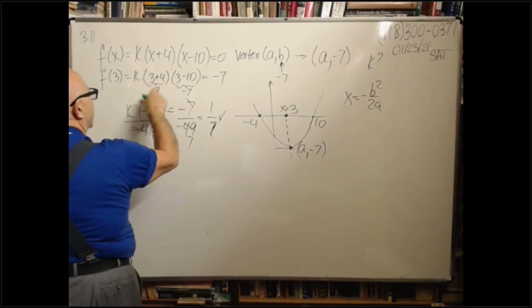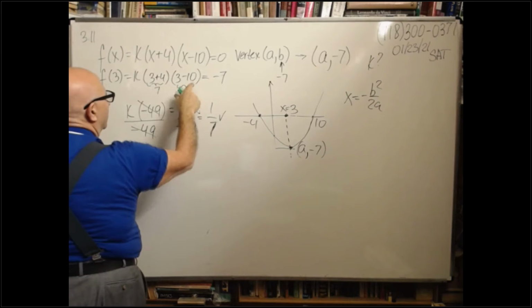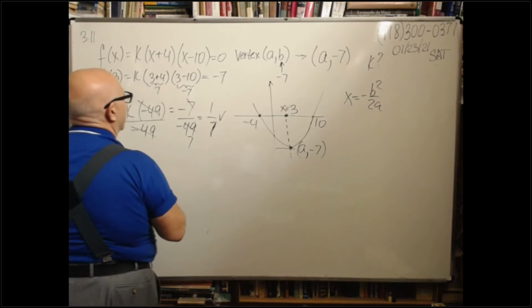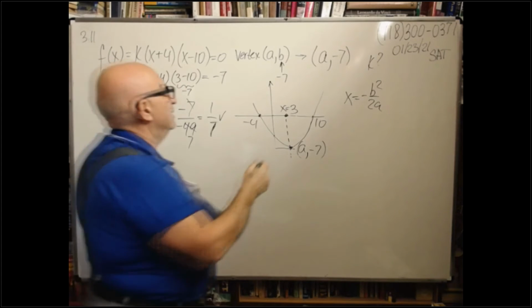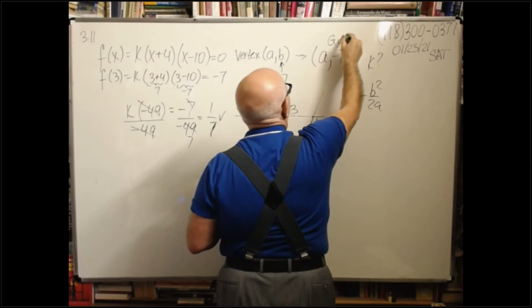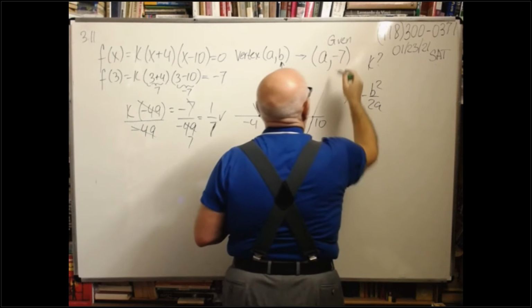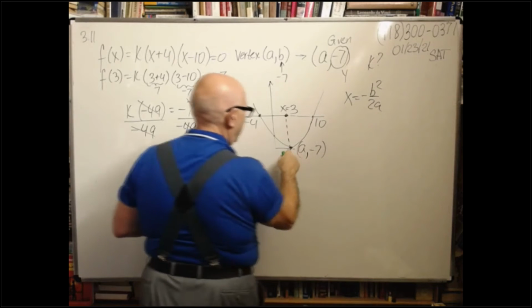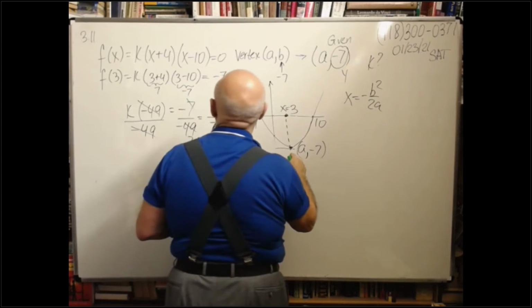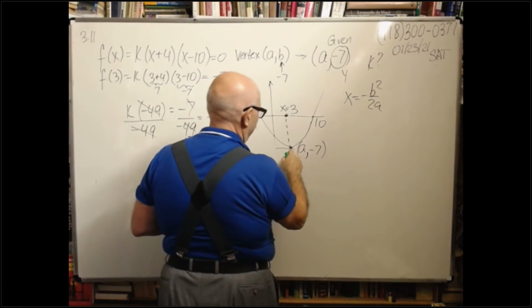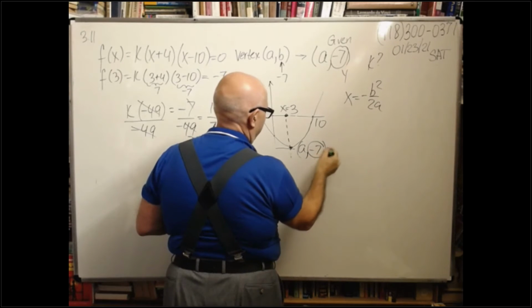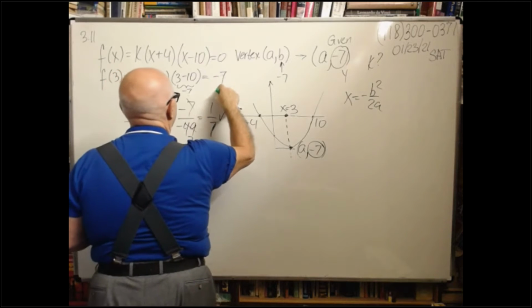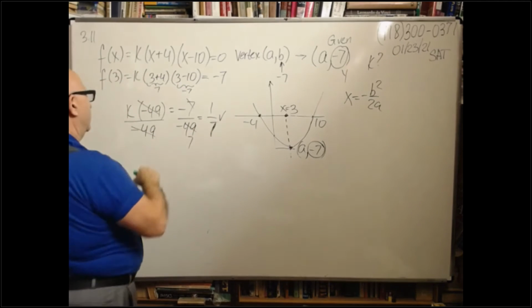K times 7, 3 minus 10, negative 7. I got the left part, k times negative 49. But from the other side, this is given. And what is y? This is y, the y of the same point. Since we're talking about the same point, we name this point the vertex, and y equals negative 7. I make this equal to negative 7. Based on this, I easily found k.